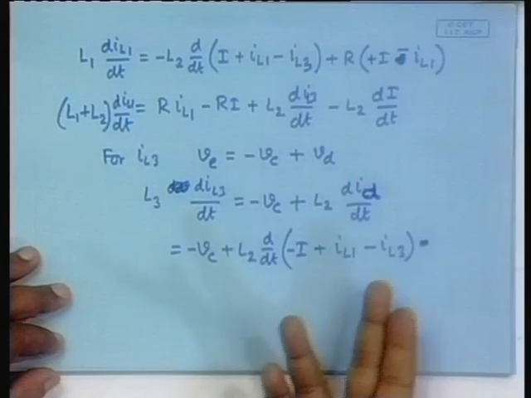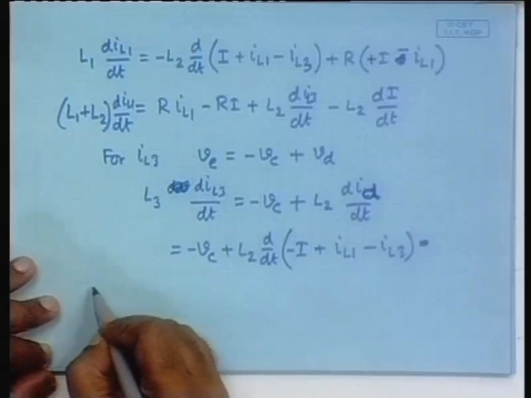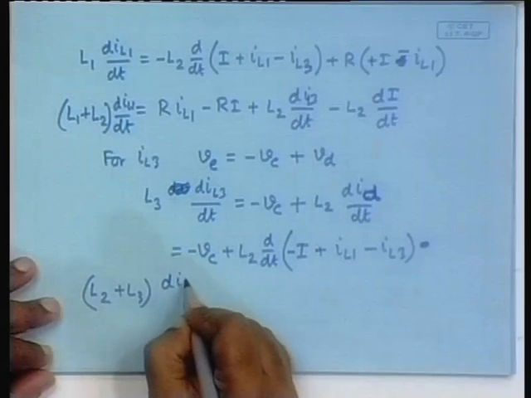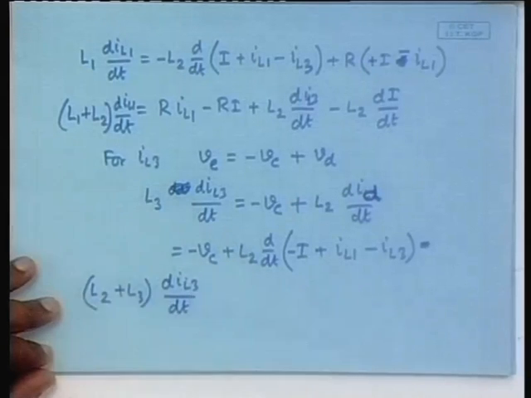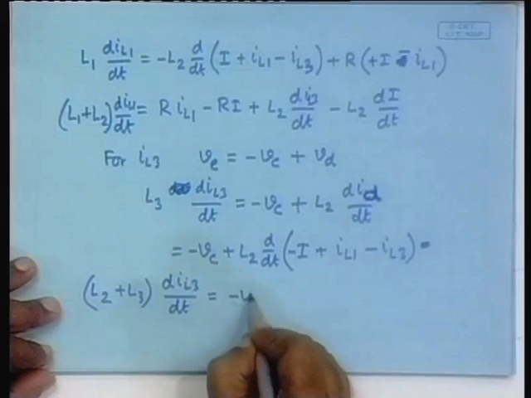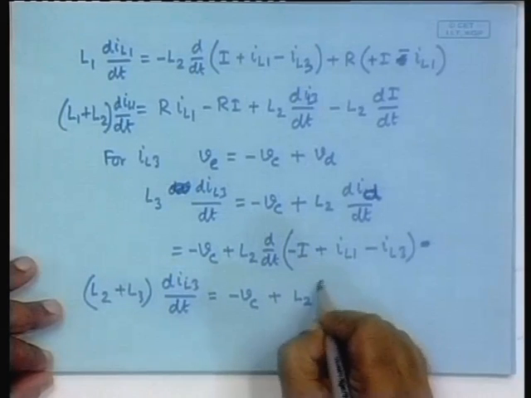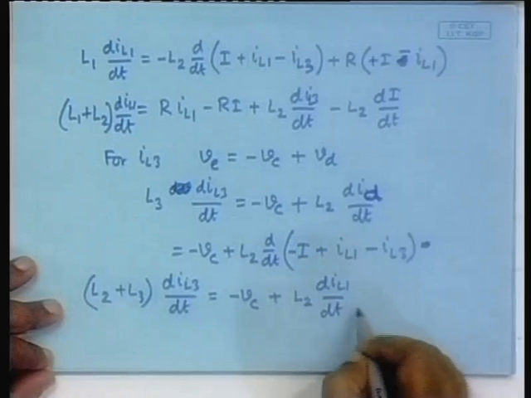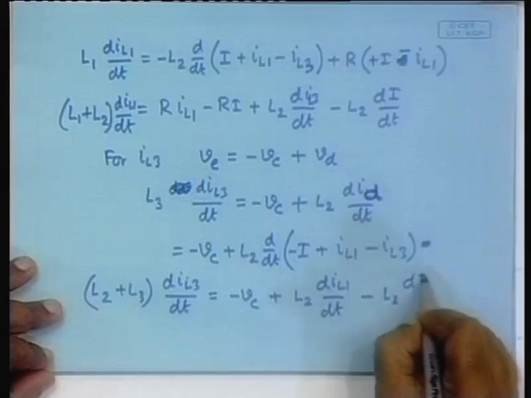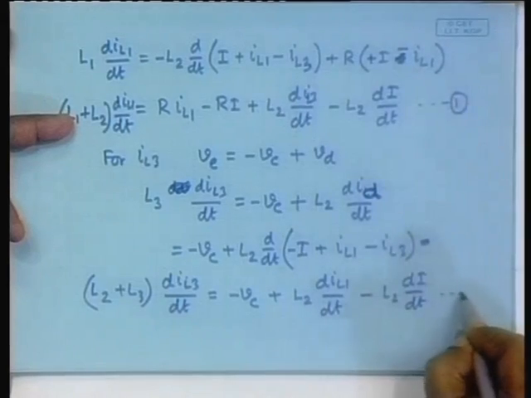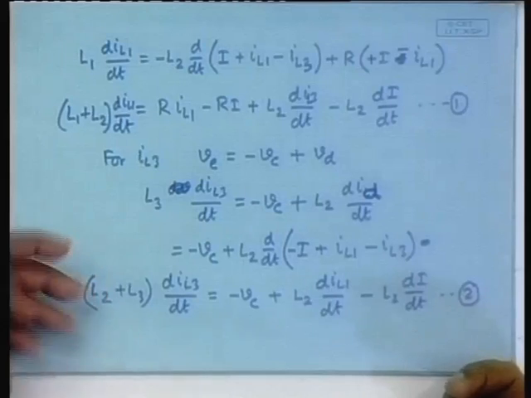So, now you get this thing out in the same side, you have (L2 plus L3) dIL3/dt is equal to minus VC plus L2 dIL1/dt minus L2 dI/dt. Fine. Again, we have this equation and this equation. We have two equations, two unknowns problem, solve it.